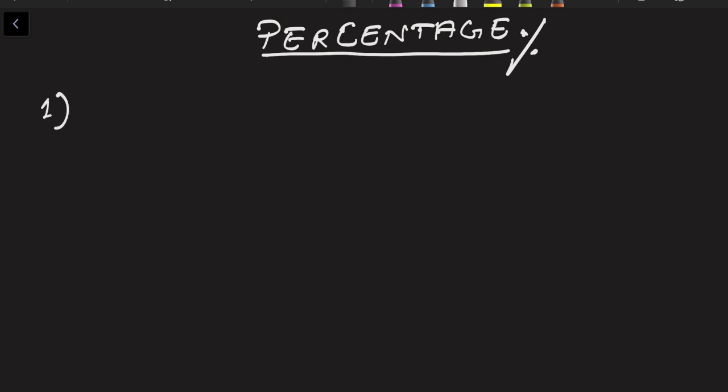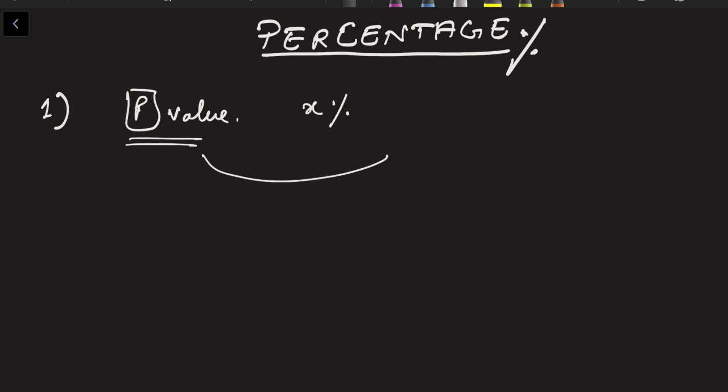See, the concept is, if there is a certain value, let it be P. Now this P value has been increased by X percent. So what will be the final value? I ask you, what will be the final value? So how are you going to solve it? This is what we are going to learn in this video.